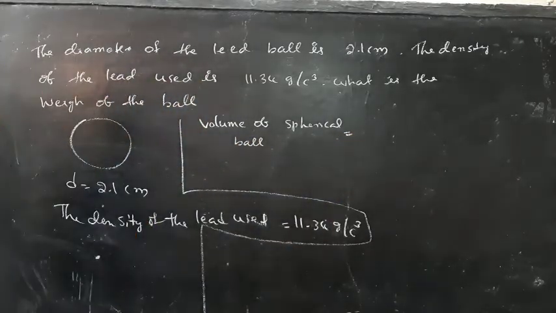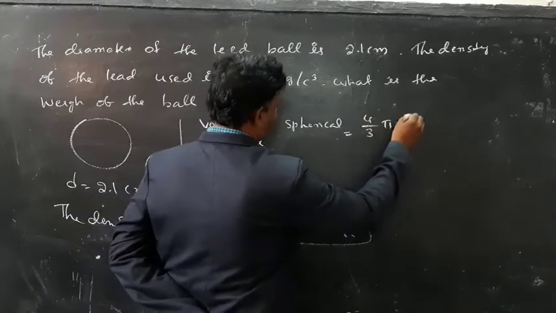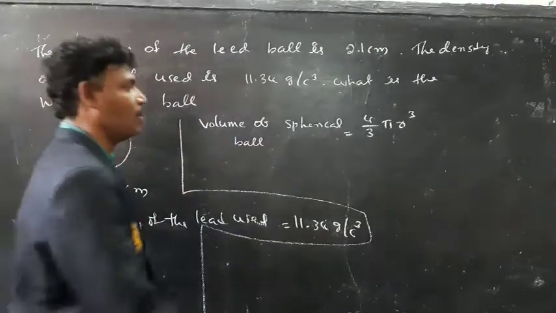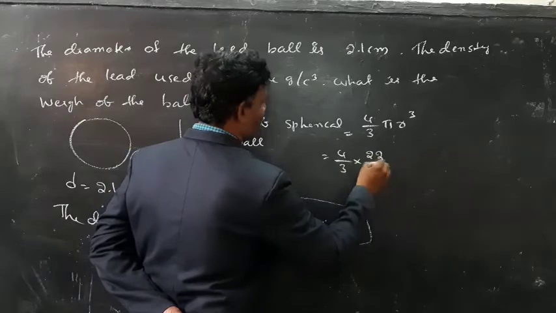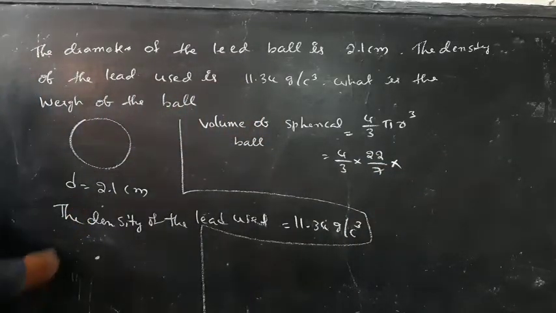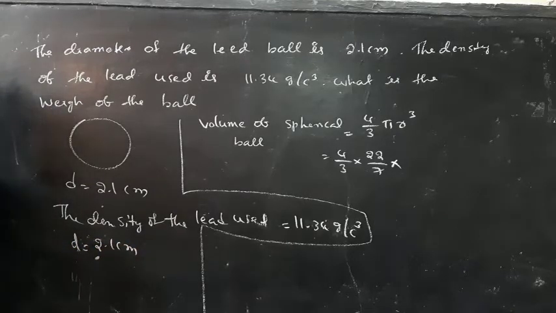Volume of the spherical ball is equal to... what is the formula? 4/3 pi r cube. So 4/3 into pi, which means 22/7, into r cube. Here the diameter is 2.1 centimeters.